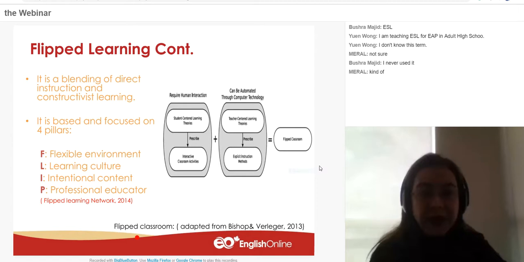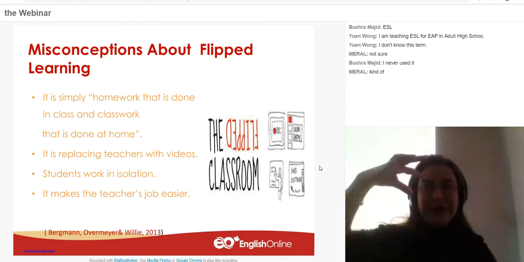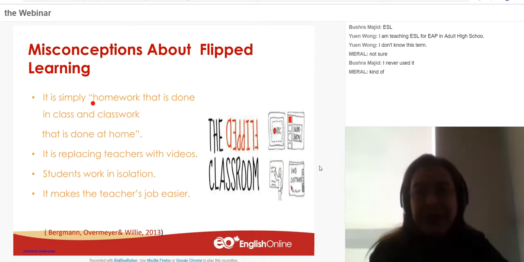Okay, so that will take us to the misconceptions. For some people, when they hear flipped learning, it shows that everything is upside down, and they simply think it's homework that is done in class and classwork that is done at home. Although this may seem to be the idea, it's a very superficial one, and it does not give flipped learning its full value.